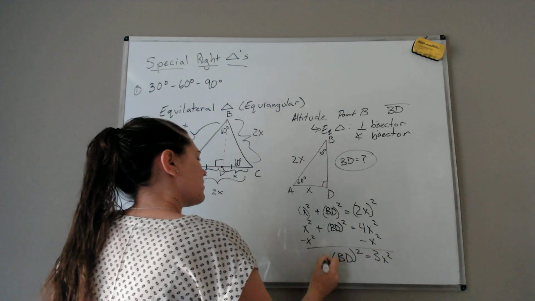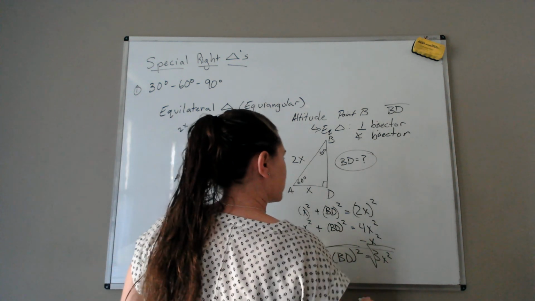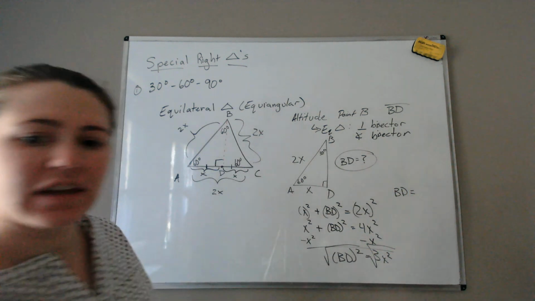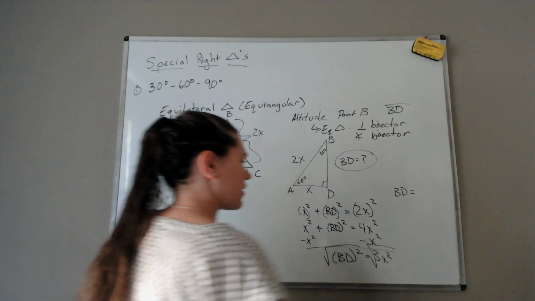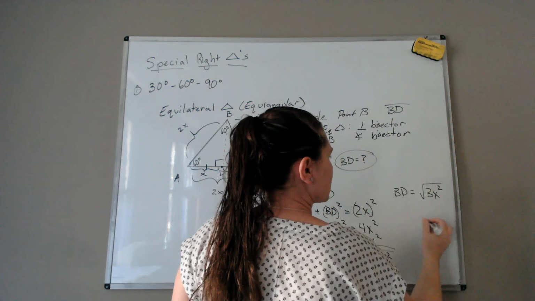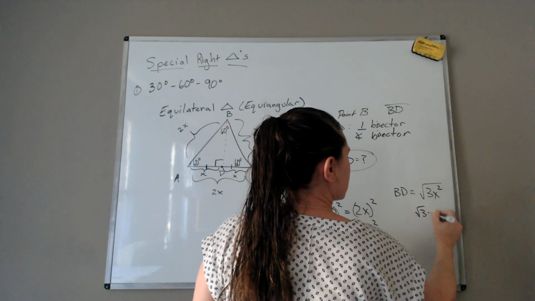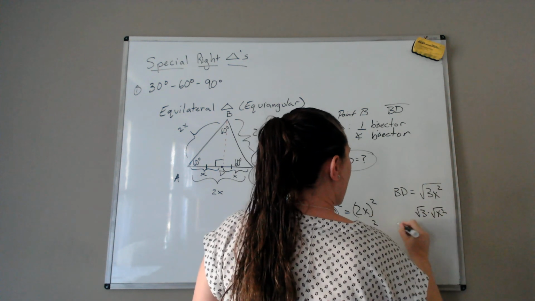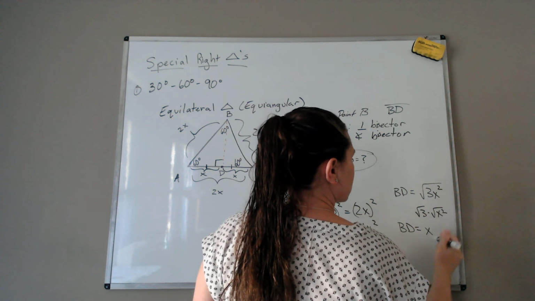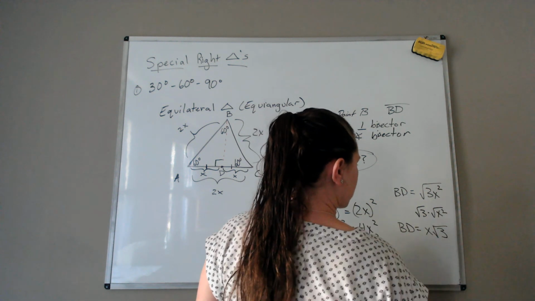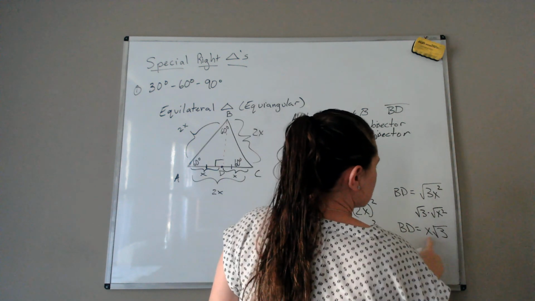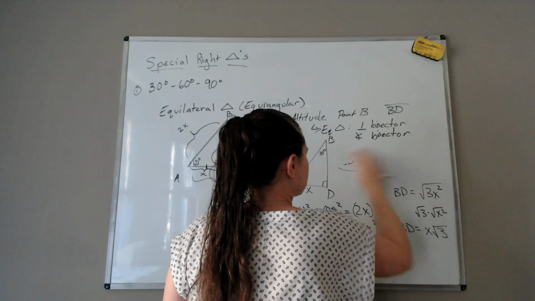So we don't want BD being squared, so we take the square root of both sides. And we get side BD, now it would be plus or minus, but a side length can't be negative, so it's only going to be positive here. The square root of 3x squared, okay, and this can be simplified. This is the same as the square root of 3 times the square root of x squared. And the square root of x squared is just x, but you could not simplify the square root of 3 at all. So side length BD is equal to x square root 3.